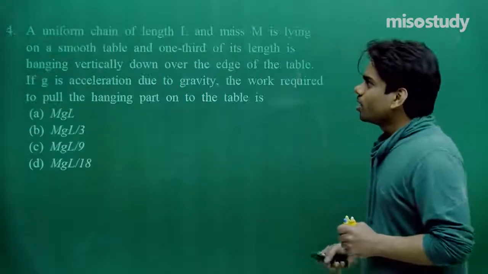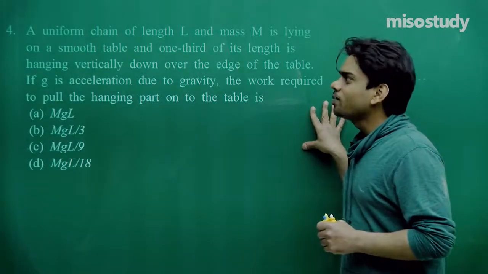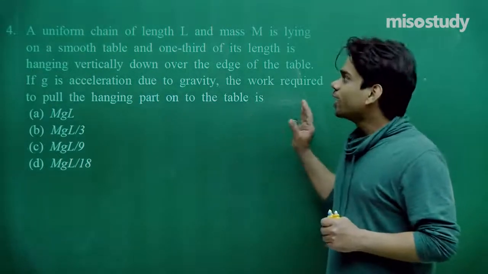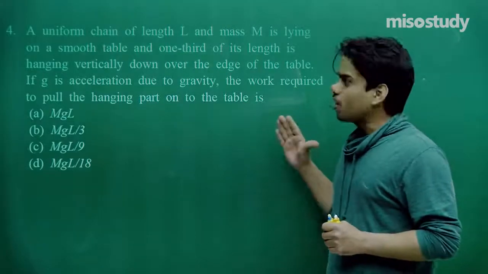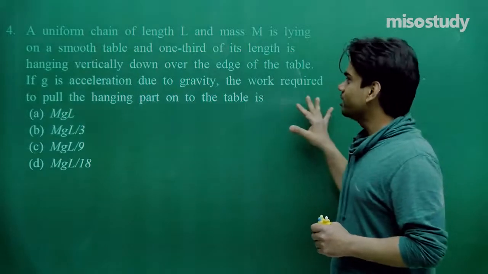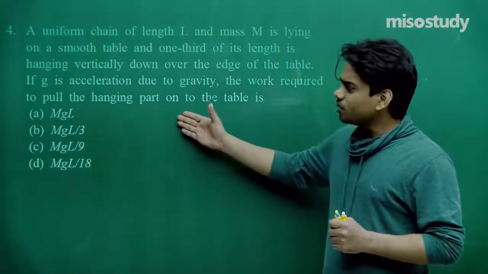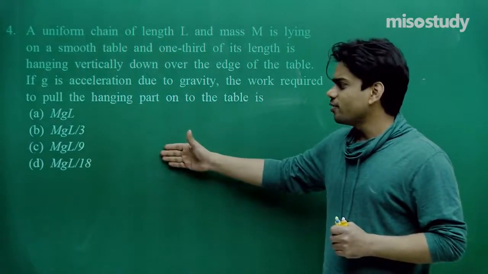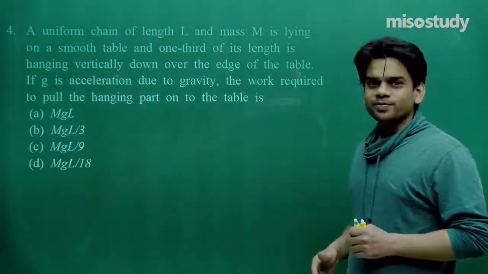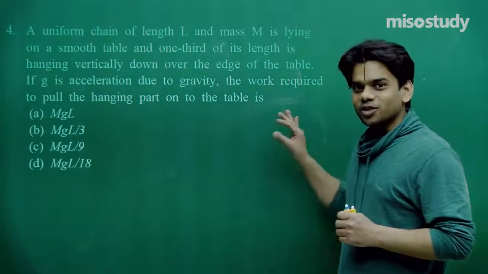number 4. A uniform chain of length capital L and mass capital M is lying on a smooth table, and 1/3 of its length is hanging vertically down over the edge of the table. If g is acceleration due to gravity, the work required to pull the hanging part onto the table is A, mgL, B, 1/3 mgL, C, 1/9 mgL, and D, mgL by 18. I believe that you can easily frame the diagram in your mind.